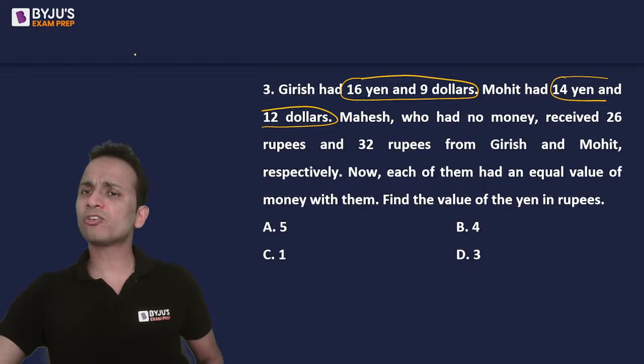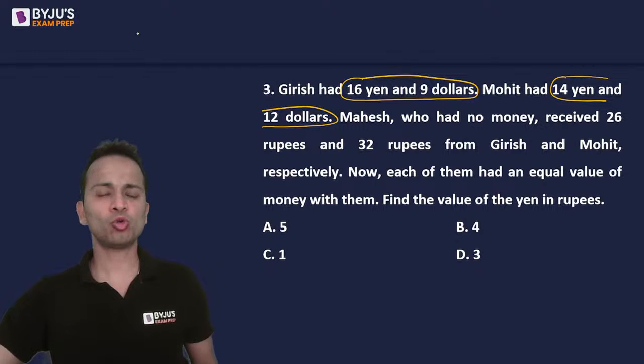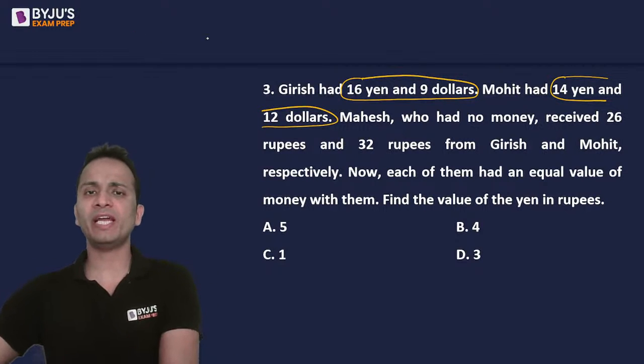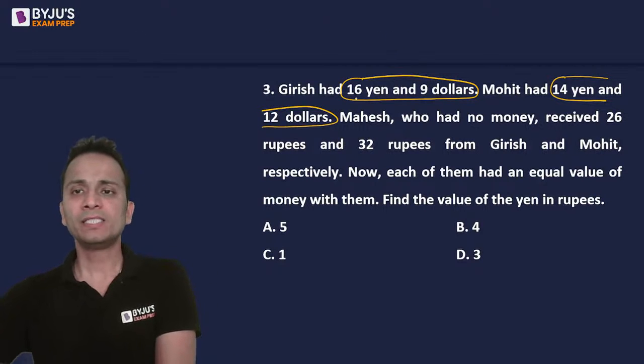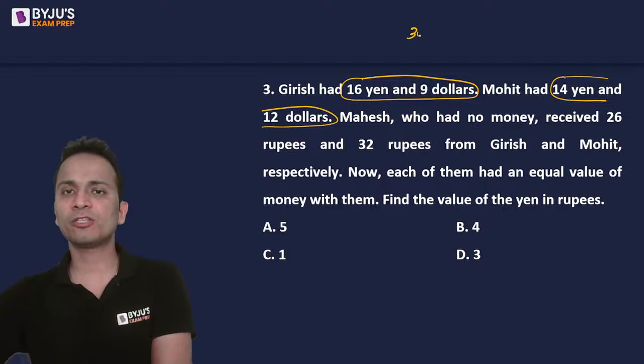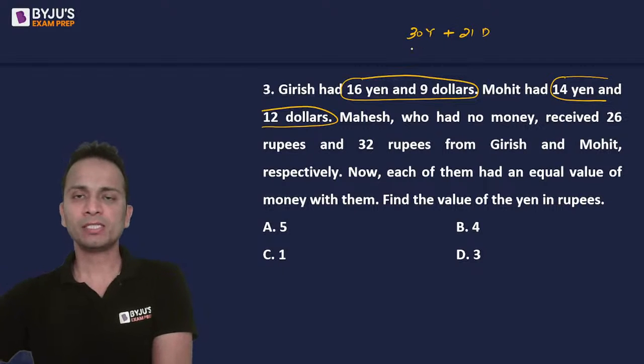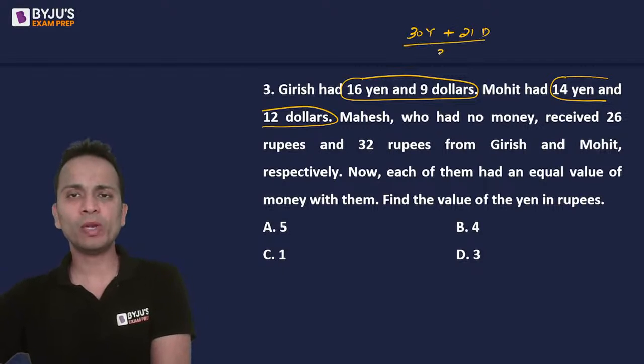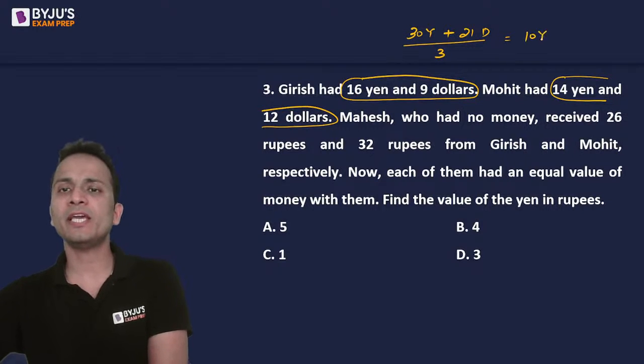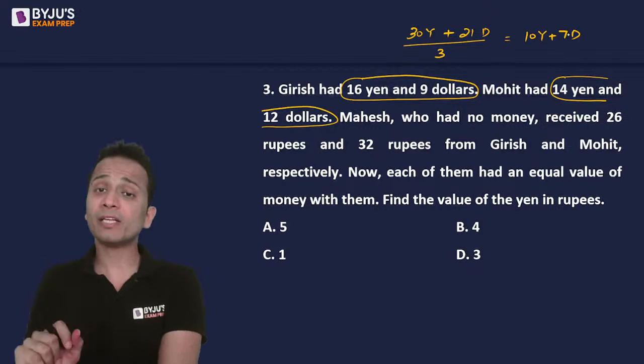Now, first of all, let us write the total money with them. So, total money with them in terms of yen and dollars is 16 plus 14, that is 30 yen, and dollars are 9 plus 12, that is $21. Now, since this money is to be divided equally among three of them, each of them should get 10 yen and $7. Each of them will get this much.